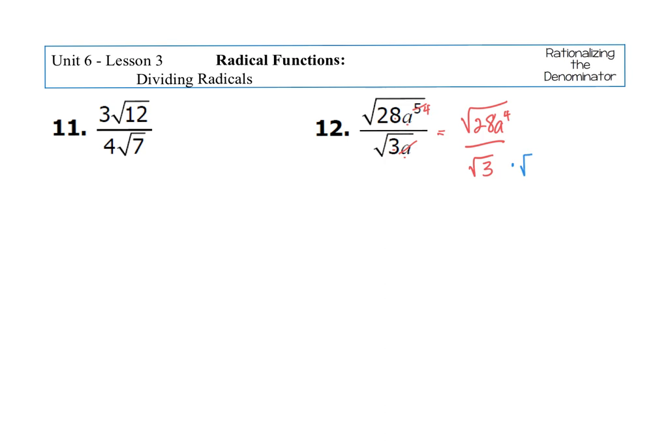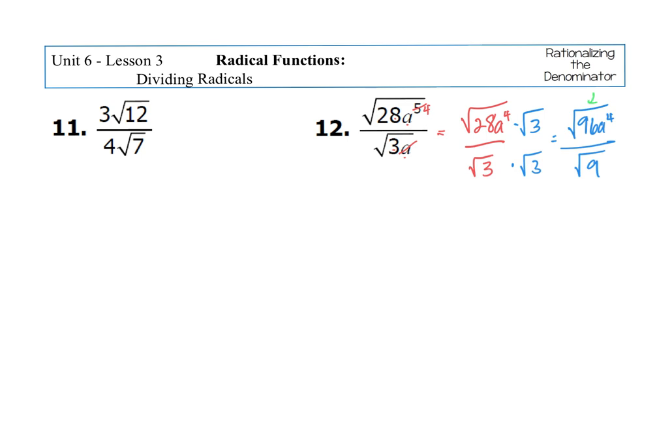So we're going to multiply the bottom by the square root of 3 and the top by the square root of 3. And the numerator, 28 times 3 makes 96. And we have a to the 4th power. And the denominator, 3 times 3, gives me the square root of 9. So now we're going to simplify the square root of 96. So half of 96, 48.